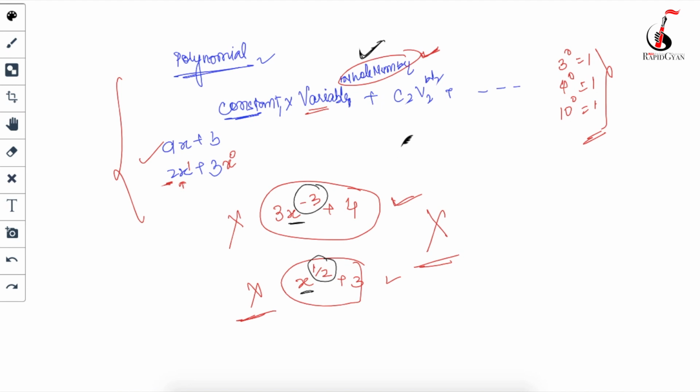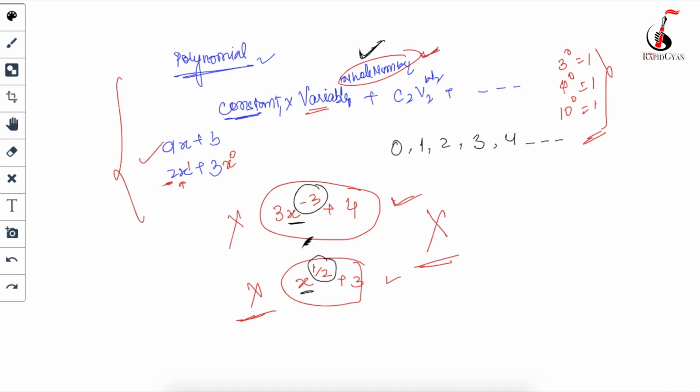And what are whole numbers? 0, 1, 2, 3, 4. These are your whole numbers, means non-decimal numbers, and no negative number, no fraction number, no decimal number. They are your whole numbers. So just remember this one thing. Anywhere in the exam you might receive a 1 mark question.